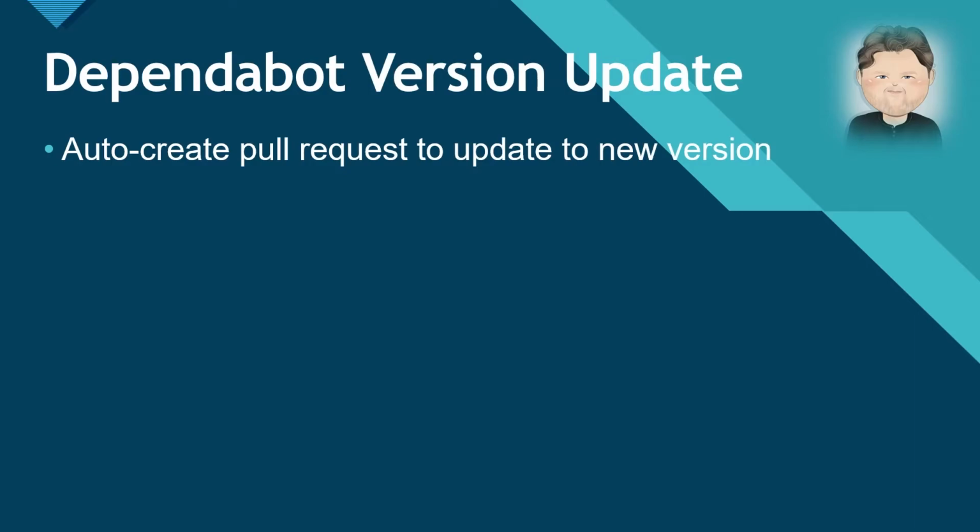Dependabot version updates are very similar to Dependabot security updates, in that if Dependabot detects a newer version of a dependency, it will try and update your code and submit a pull request for you to review and merge.